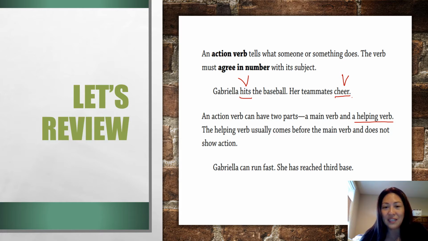So in this example given, it says Gabriella can run fast. Well, the subject is Gabriella, and it's going to be can run, because can is the helping verb and run is the main verb, or the action verb, okay? And she has reached third base. She is the subject. And reached would be the action verb, except that there's a has in front of it, so that would be the helping verb right there, because it helps the she get to the action, but it doesn't show action. Okay?